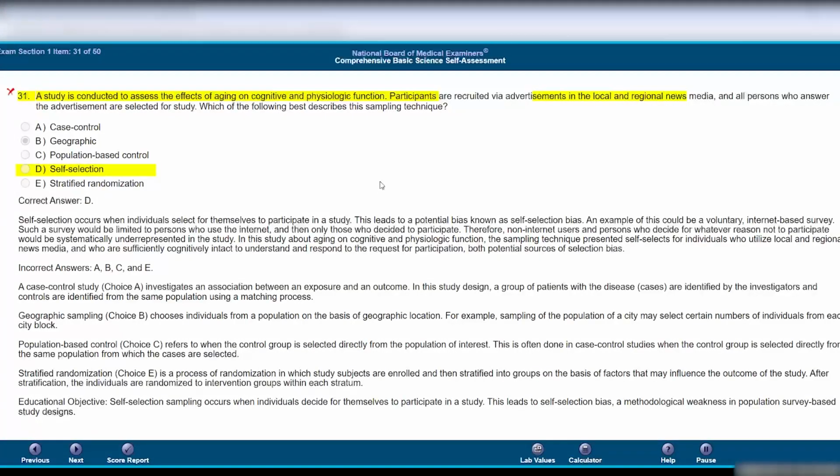Okay, for this one, I was between B and D, but I get why it's D, because it's only certain people who are answering those advertisements. I think I just got caught up with the local and regional news media, and then I got geographic. Gotcha. I would say that, for some reason, they do like asking this kind of question.